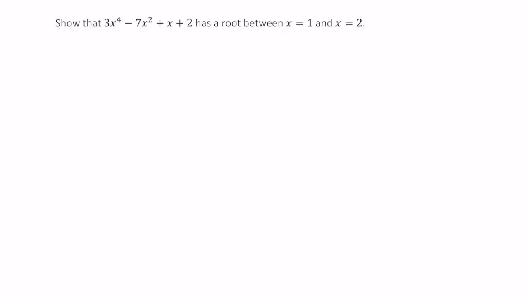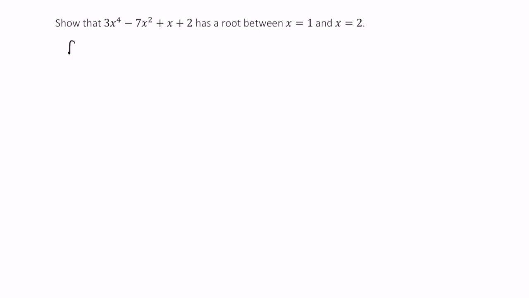Welcome. In this video, we're going to use the intermediate value theorem to show that this polynomial here, 3x to the fourth minus 7x squared plus x plus 2, has a root between 1 and 2. Now, there's no need to graph this or figure out where exactly that root is. We just want to show that there is one.